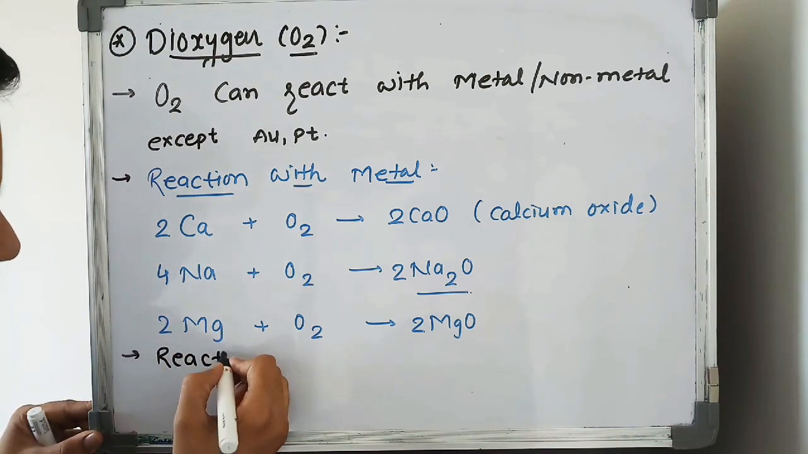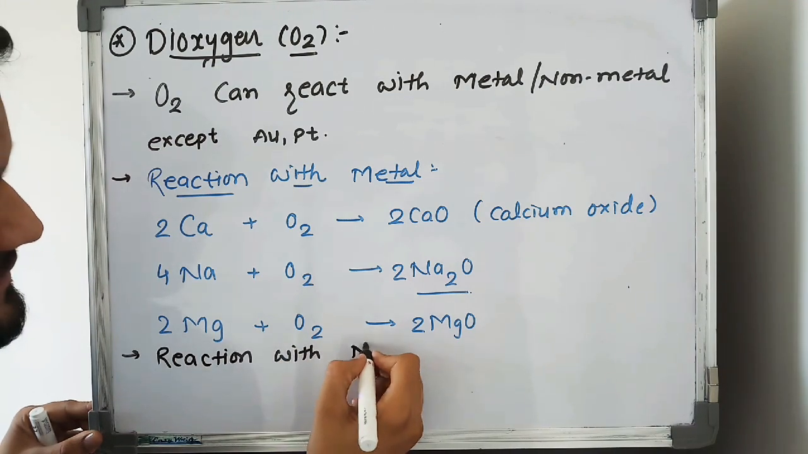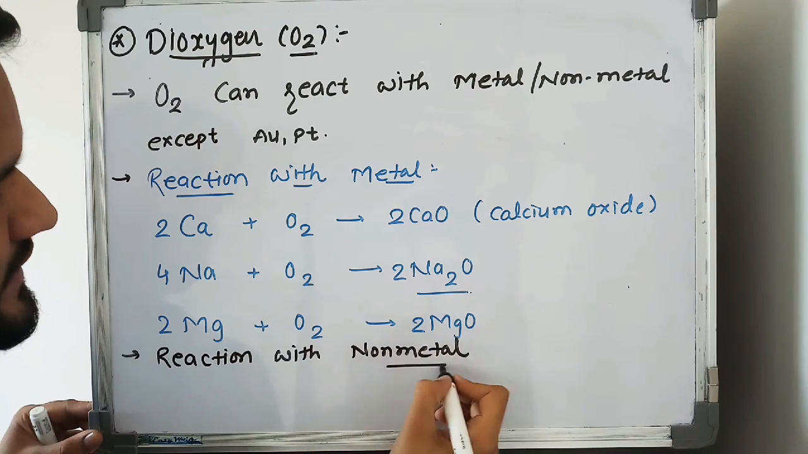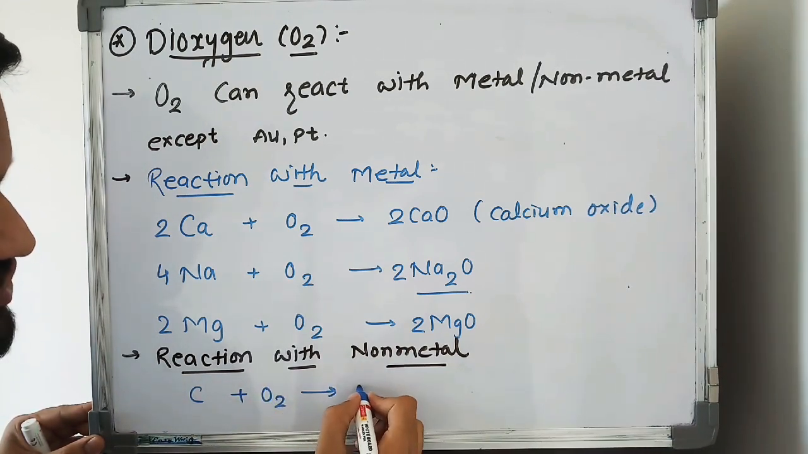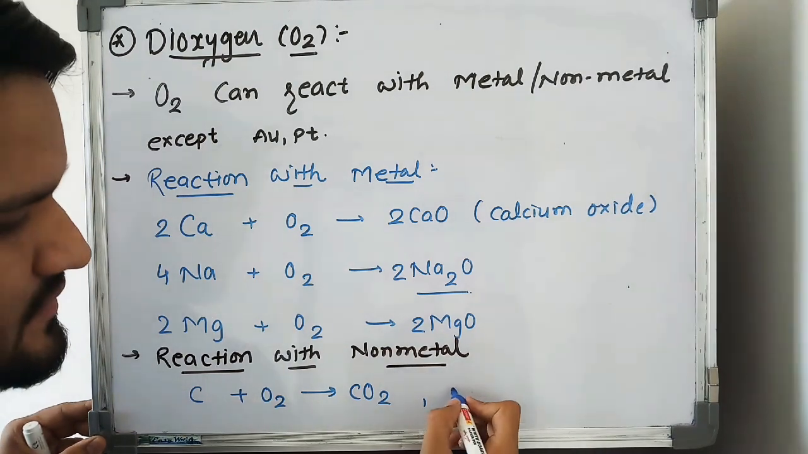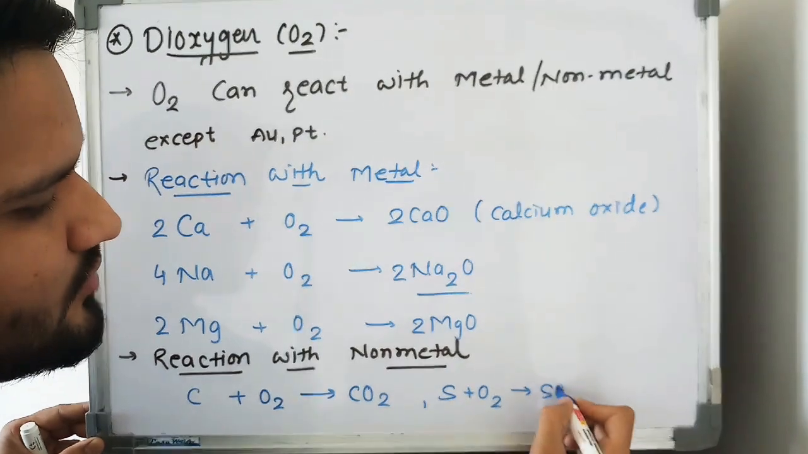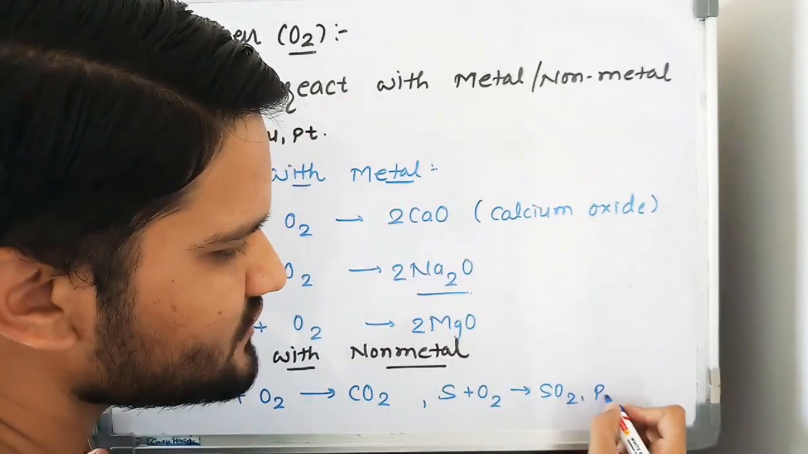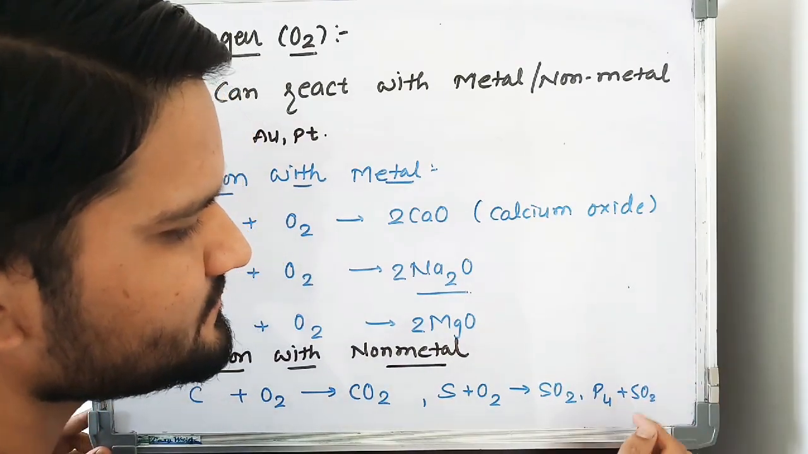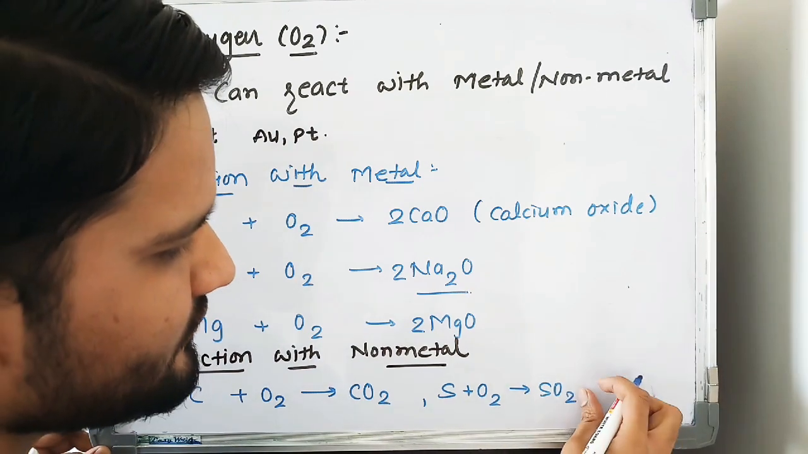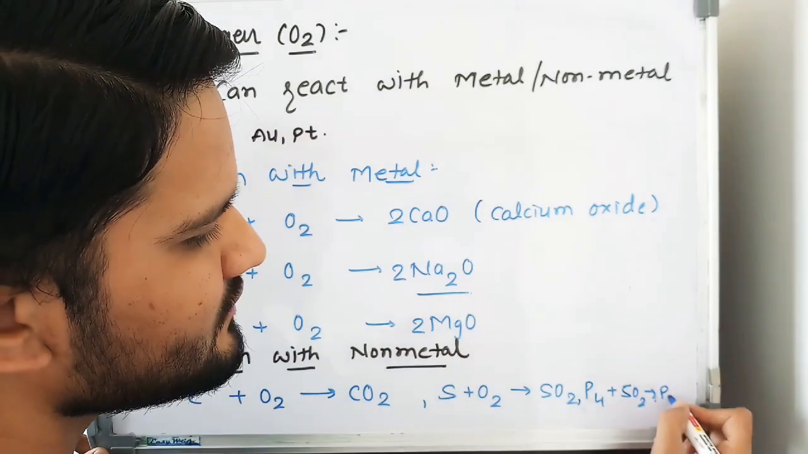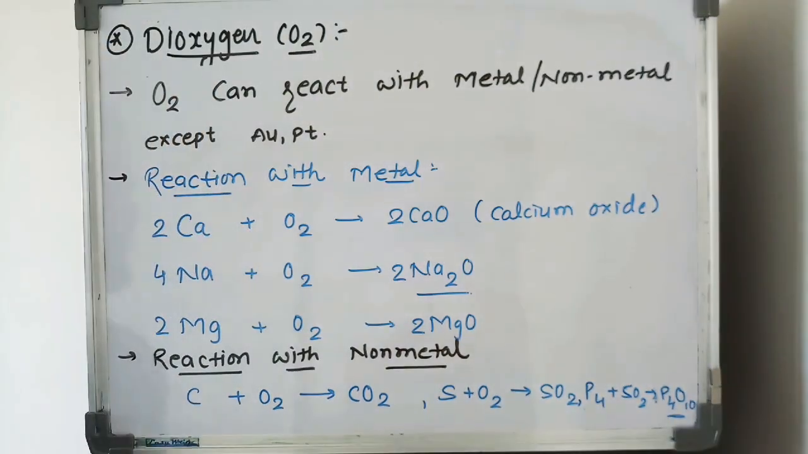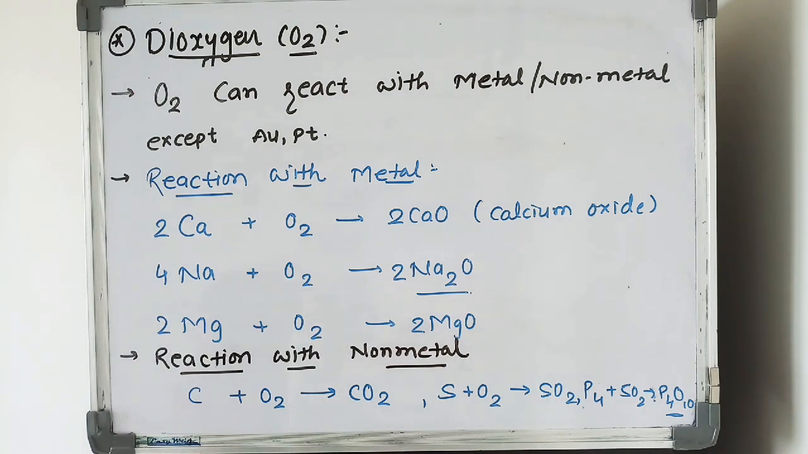Like metals, oxygen can also react with non-metals. Reaction with non-metals: carbon on its reaction with oxygen forms carbon dioxide. Next, sulfur on its reaction with oxygen forms sulfur dioxide. Similarly, phosphorus on its reaction with oxygen gives phosphorus pentoxide, P4O10. So these are the reactions of dioxygen.